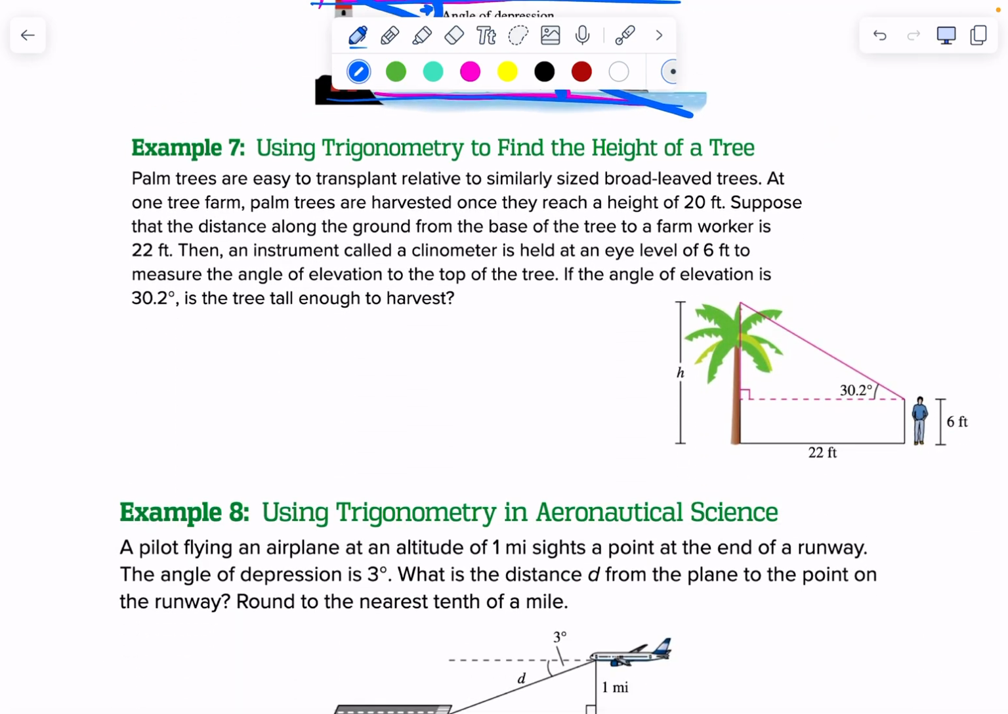Example 7, using trig to find the height of a tree. Palm trees are easy to transplant relative to similarly sized broad-leaved trees. Because the base of a palm tree is not as big and it probably doesn't have as many roots going out. So at one tree farm, palm trees are harvested once they reach a height of 20 feet. Suppose that the distance along the ground from the base of the tree to a farm worker is 22 feet, and so on. Is the tree tall enough to harvest? All of this good stuff.